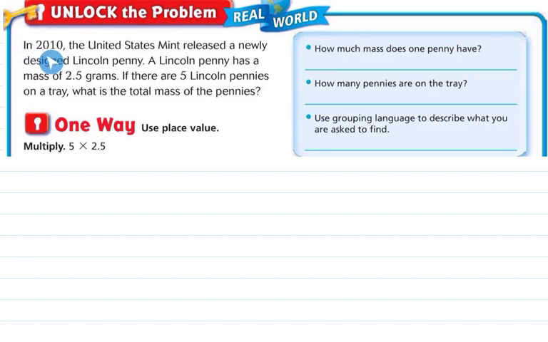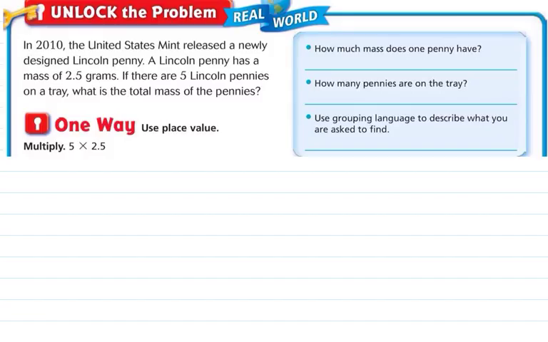So in 2010, the United States Mint released a newly designed Lincoln penny. A Lincoln penny has a mass of 2 5/10 grams. If there are 5 Lincoln pennies on a tray, what is the total mass of the pennies?